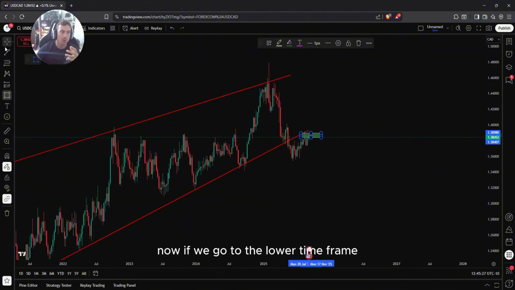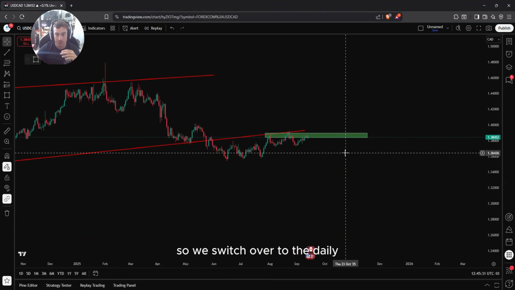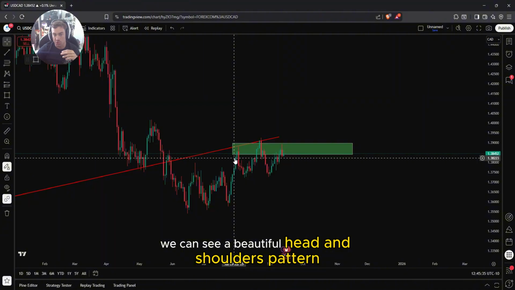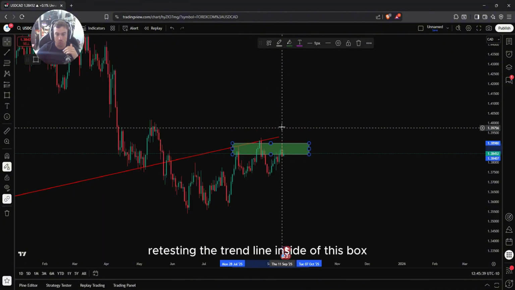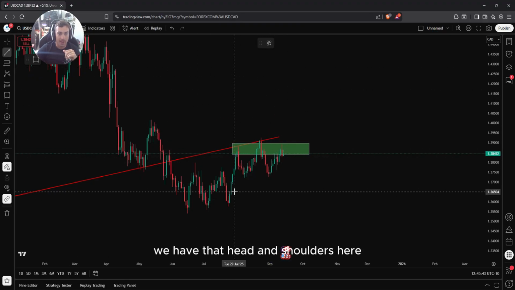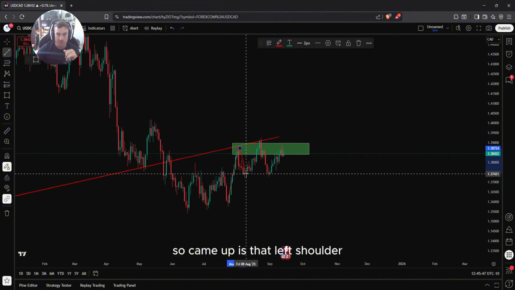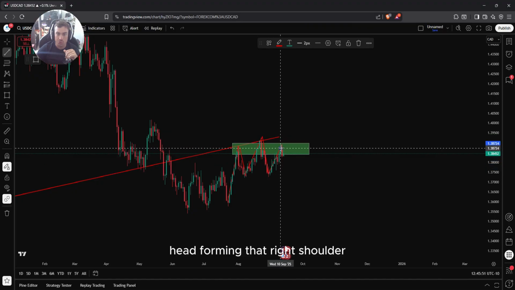Now, if we go to the lower time frame to look for an entry reason, we're going to find one on daily and 4 hours. So if we switch over to the daily, we can see a beautiful head and shoulders pattern. So this is that box that we drew, retesting the trend line. Inside of this box, we have that head and shoulders here.